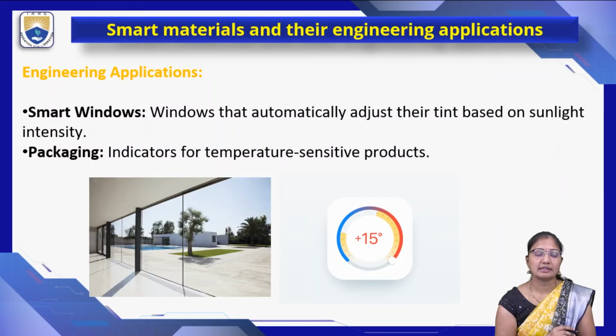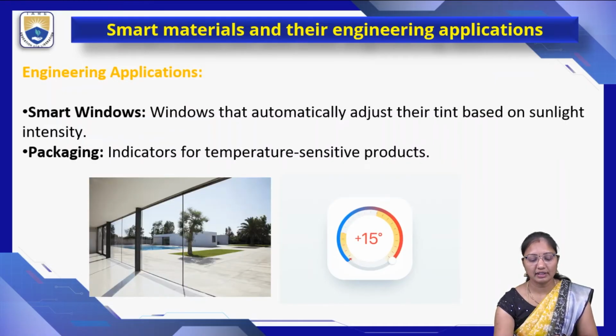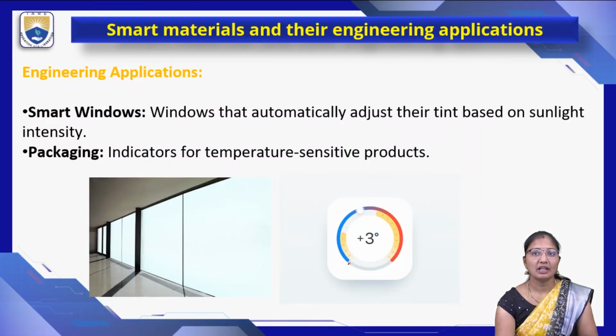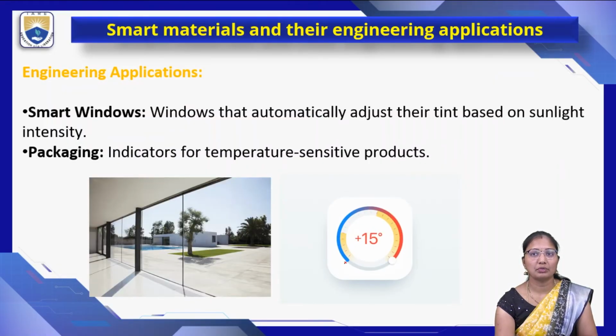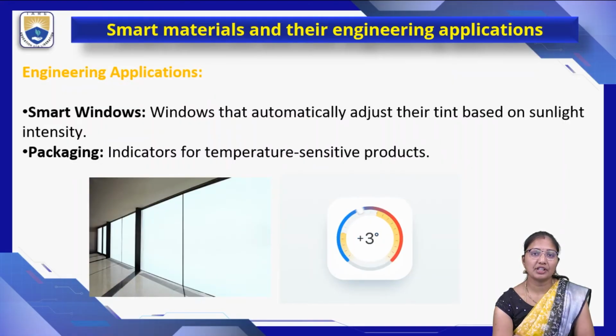And next is the packaging. They are used as indicators for packaging materials because these thermochromic materials are temperature sensitive products. As we can see, as the temperature increases, it changes from blue to red. So it changes in color as the temperature increases. Suppose it is 10 degrees centigrade here. Blue color is like minus degrees, and when it is red, it is 15 degrees centigrade. So they change in their color according to the temperature.